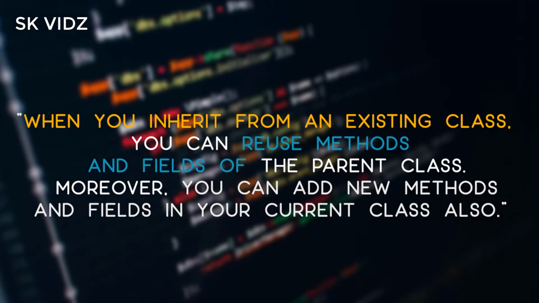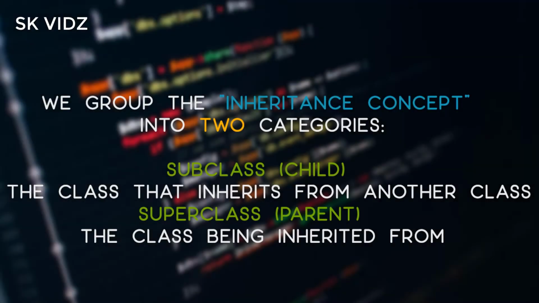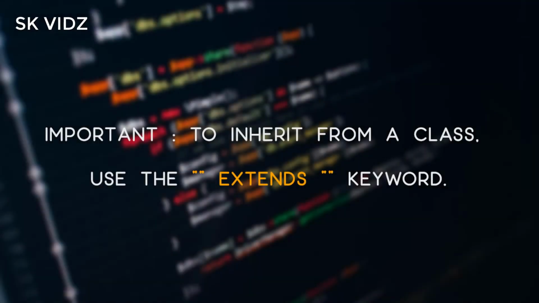We group the inheritance concept into two categories. Subclass, known as child class, the class that inherits from another class. Superclass, known as parent class, the class being inherited from. To inherit from a class, use the extends keyword.